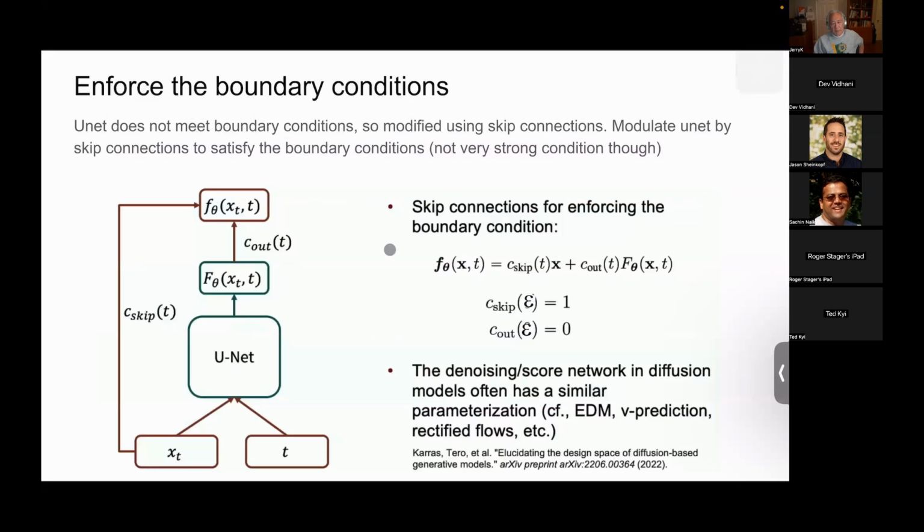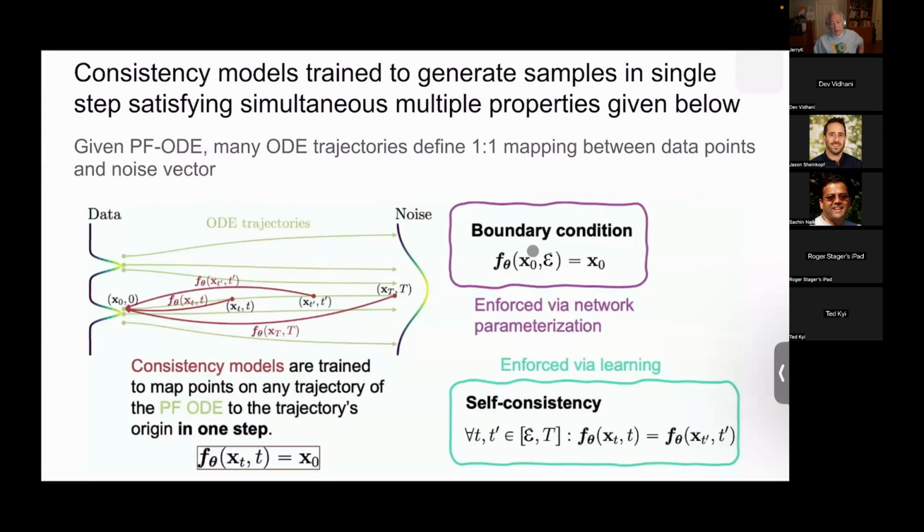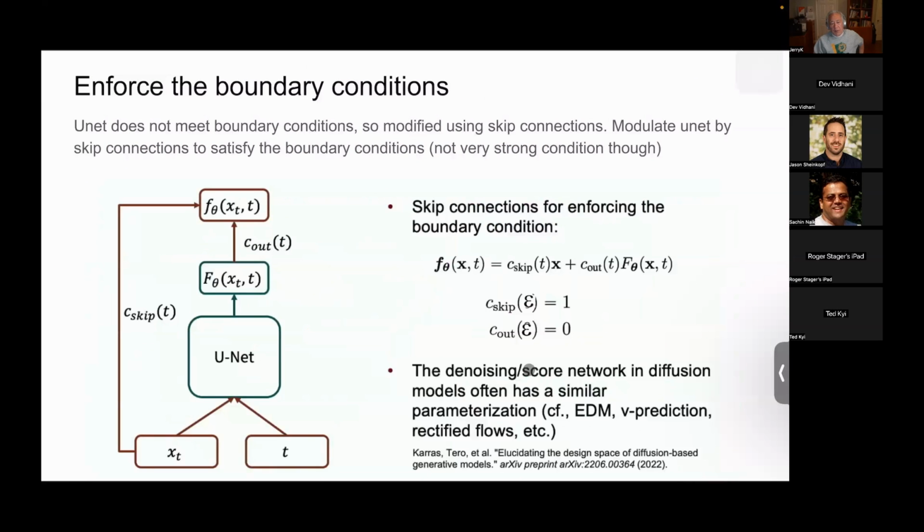So how do they enforce the boundary conditions on the model? What we saw here was a sample, right? We still haven't looked at the training part. And in the training, they have to learn this function f theta, which is going to meet these boundary conditions, right? These boundary conditions are not going to be met by the UNet architecture that we have in the typical denoising or diffusion models.